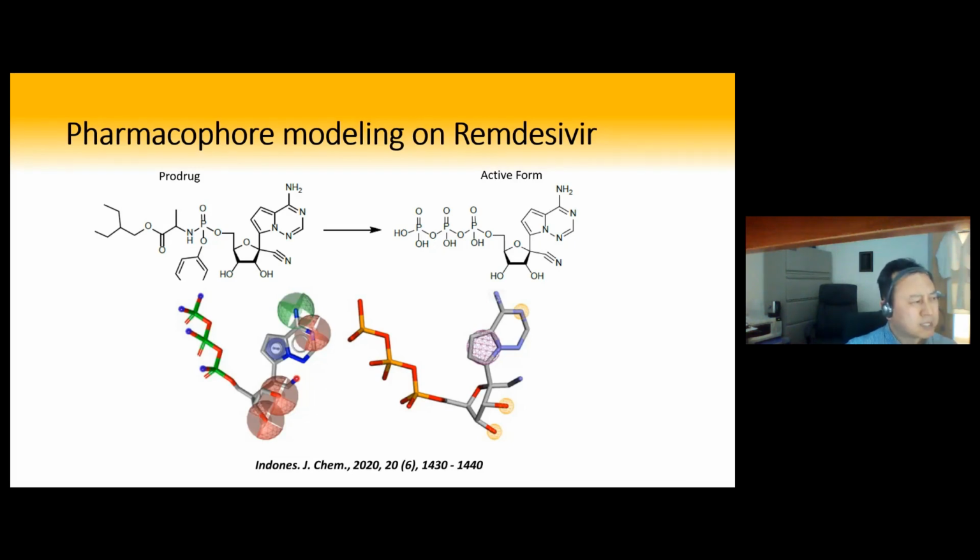What we have is just this drug, remdesivir. And remdesivir, we also know it's a prodrug. Inside the body, it has to convert into the active form, which is shown here. So can we do something to find some similar drug? The answer is yes. We can do pharmacophore modeling, and we can use the structure of this active form to search for compounds that look like this one. Then hopefully it can do the same thing when it binds to the protein target.